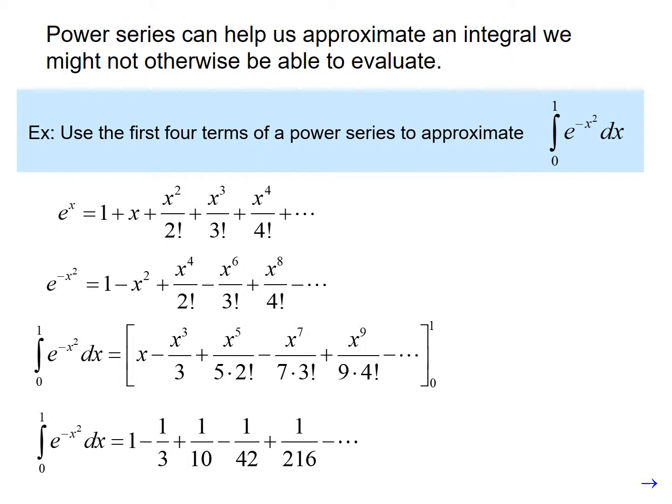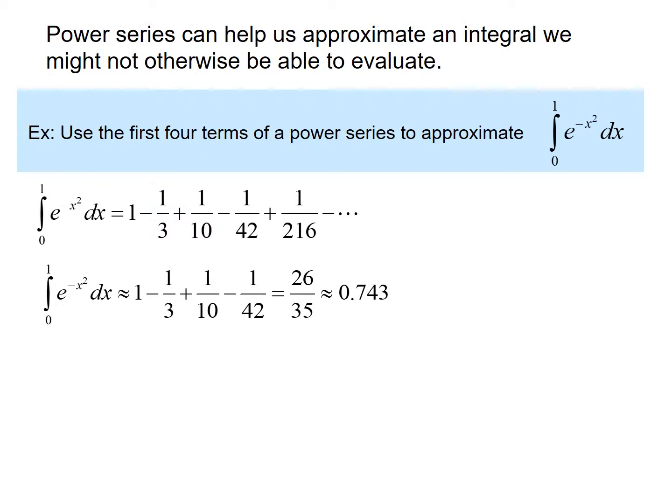Now notice the question asks for the first 4 terms. I've gone out to the first 5, so for the first 4 terms we can just stop after minus 1 over 42. So this integral is approximately 1 minus a third plus a tenth minus 1/42, which ends up being 0.743. So to think of that in terms of a graph, the integral from 0 to 1 of e to the negative x squared, that graph has an area from 0 to 1 of 0.743 approximately.